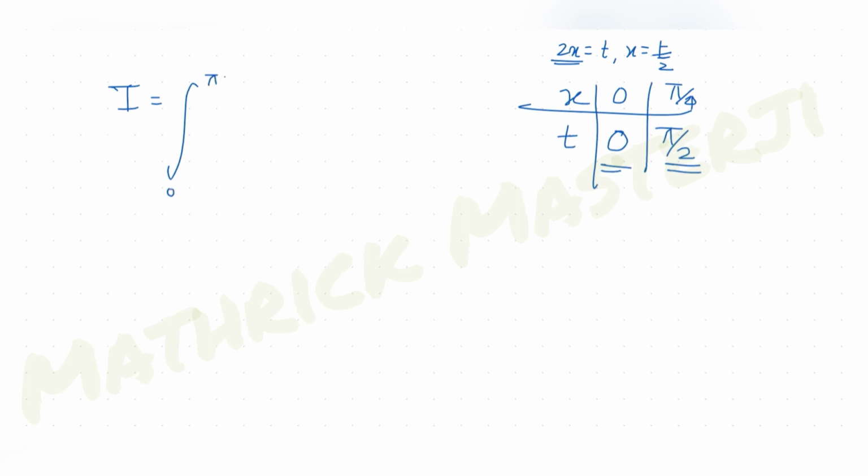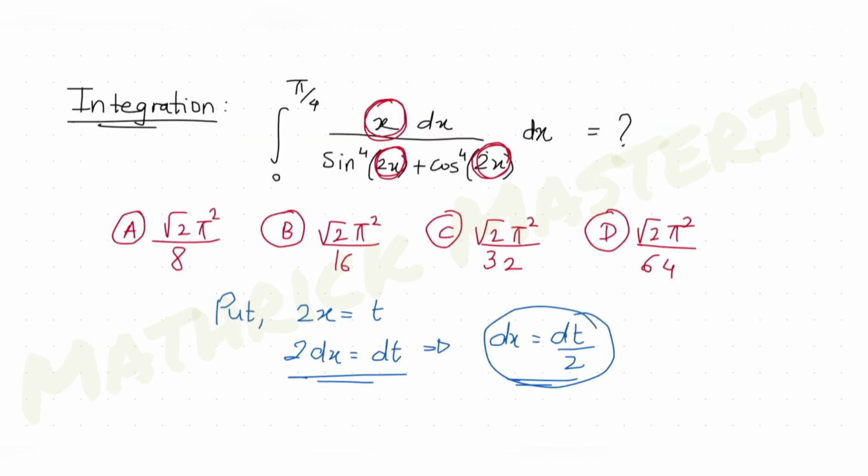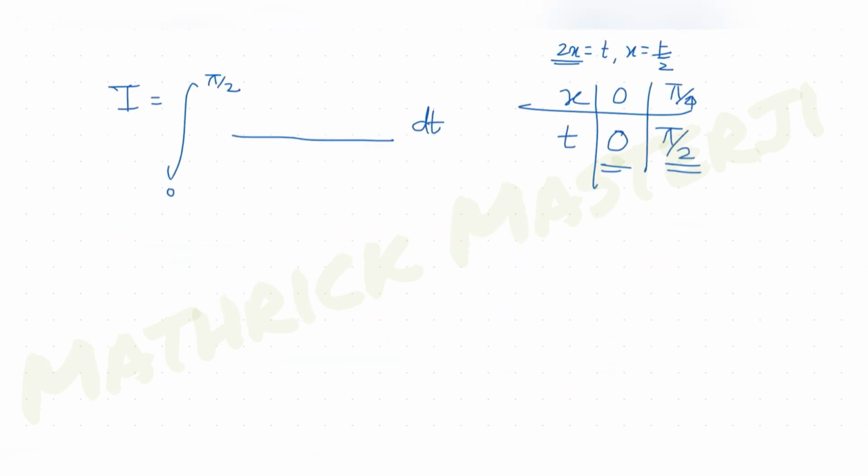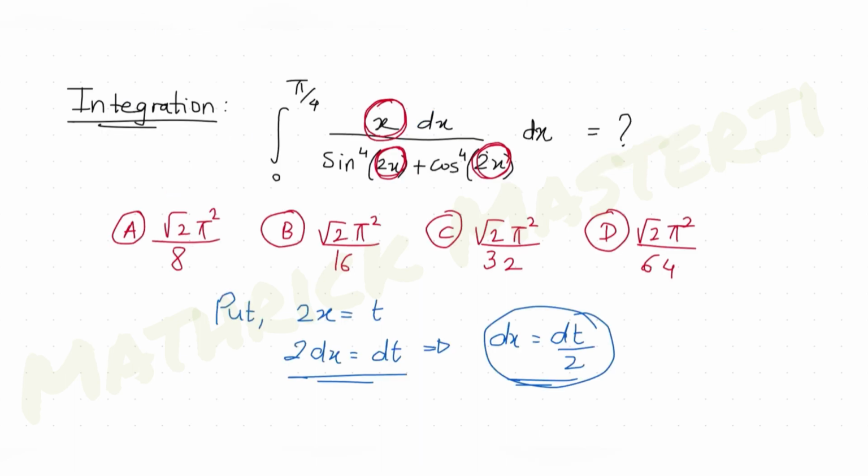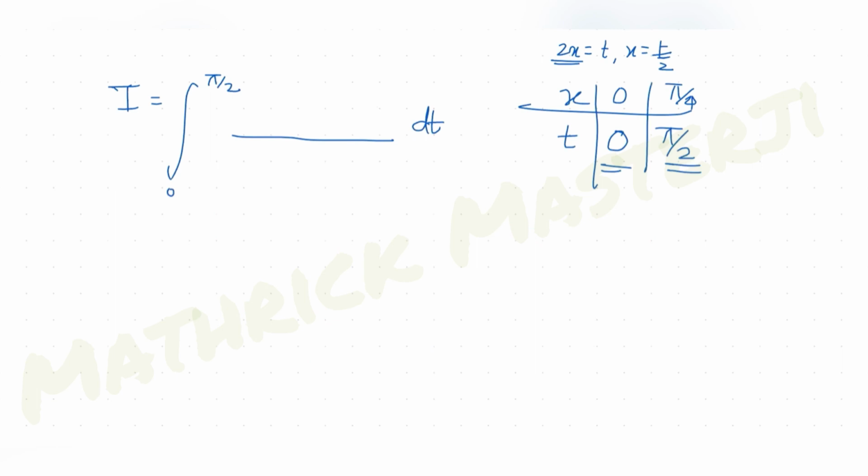Now, once I have the limits from 0 to pi over 2, let's see what is in the numerator and what is in the denominator. You have dt already, and the numerator here is x. Instead of x, I can put t over 2. We know already that dx is nothing but dt over 2 and x is t over 2. So it gives me t over 2 and dt over 2. The denominator becomes sine raised to 4t plus cos raised to 4t. So we have this entire expansion in terms of t.